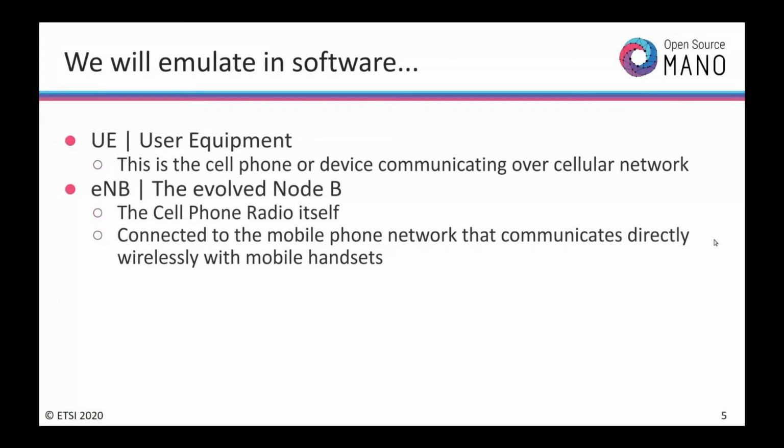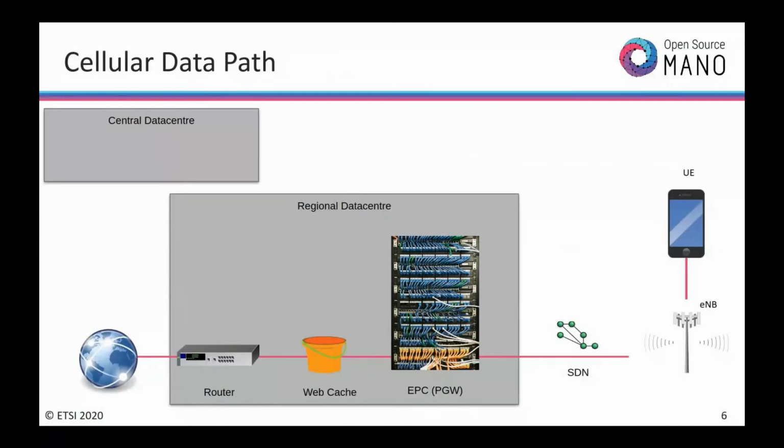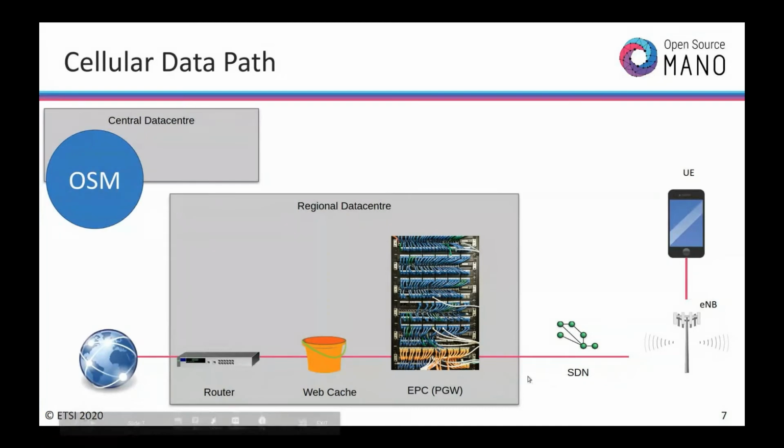So going back to the cellular data path. We said we're doing all of this in software now. We've got the UE, the eNodeB, the network, the cellular data core. There's going to be a web cache, a router, and the internet. On top of all of this, and managing all of it, is going to be open source MANO, because this is all software. And we don't want people driving out all over the place and installing software or changing cables if things go wrong, configuring things. We want to be able to do this from a central place and manage it all centrally.